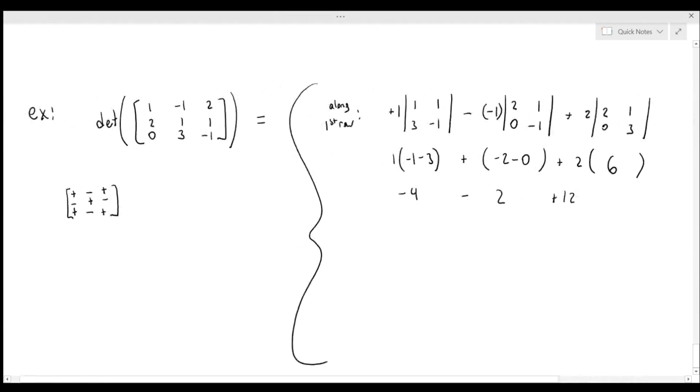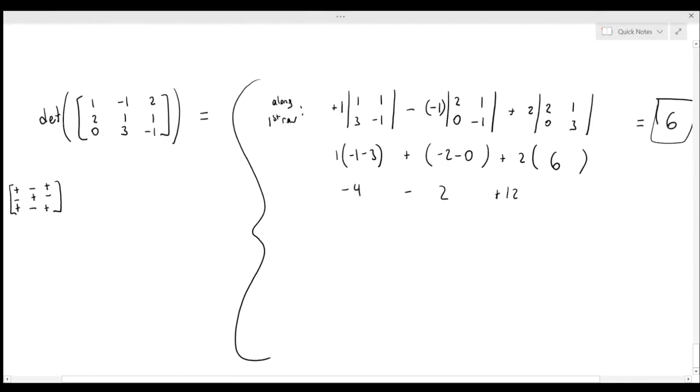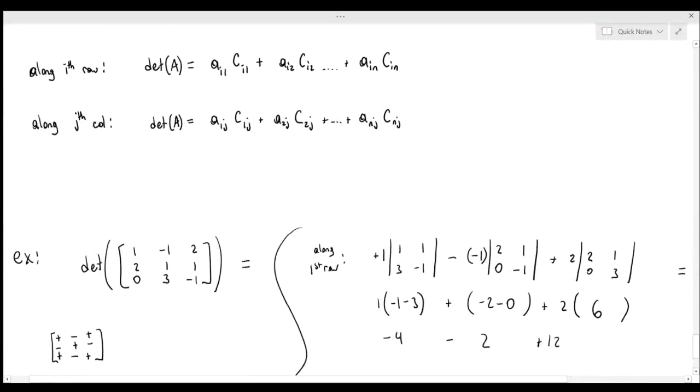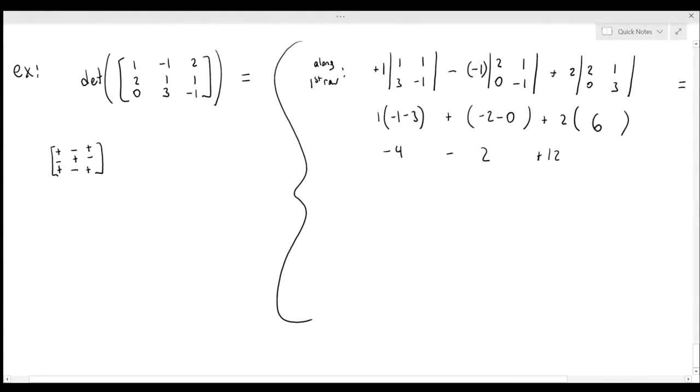And then just to drive things home, I said that we should be able to do this for any row or any column and get the same result. So I did it along one of the rows. Let me do it along one of the columns now. I'll do it along the first column. Okay. So doing cofactor expansion along the first column, I'm going to take the entries of the first column, the 1, the 2, the 0.